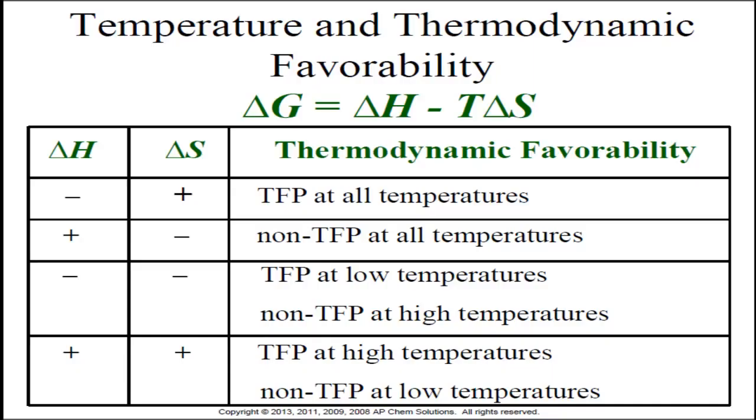until your favorable negative delta H value is going to overcome it. And then in our last example, where delta S and delta H are both positive, the process can be thermodynamically favored at high temperatures. As you can see from the equation, if we raise the temperature, that's going to increase your positive delta S value. So the higher temperature is going to increase that delta S until the unfavorable positive delta H is overcome.